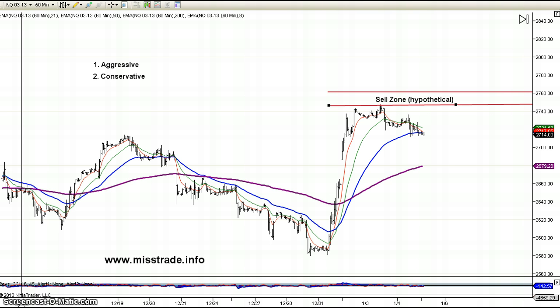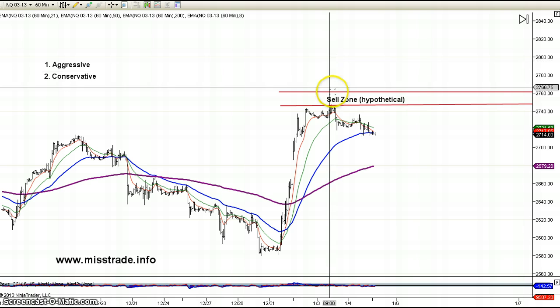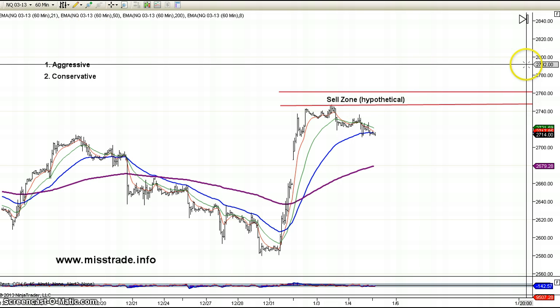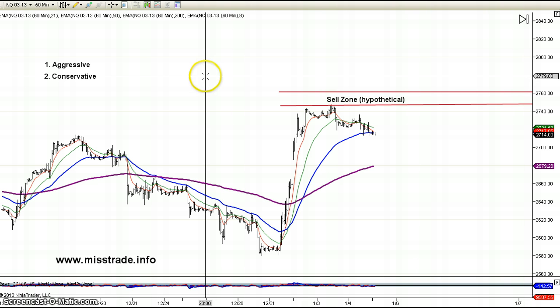Okay, so let's take a look at this. Let's look at two styles, aggressive and conservative. What I've done here, I went ahead and marked up this chart. It's a 60-minute chart, and this works on all time frames, gang. So based on the chart that you look for, what we call your anchor chart and your setup chart, this will work.